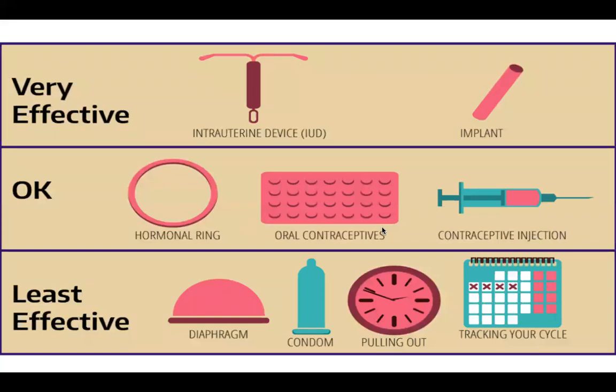And here are the very effective, okay, and least effective types of contraceptives. The most effective are intrauterine devices, or IUDs, and implants. The middle ones that are okay to use are hormonal rings, oral contraceptives, and contraceptive injections. The least effective types are the diaphragm, condom, pulling out method, or tracking your cycle method.